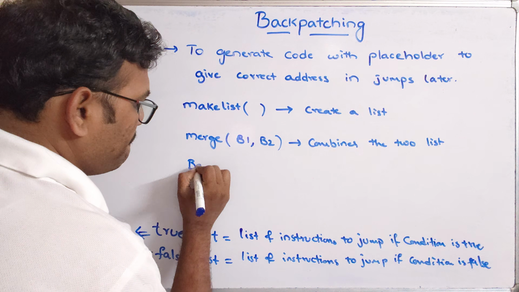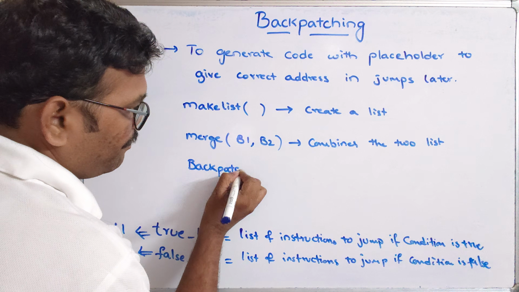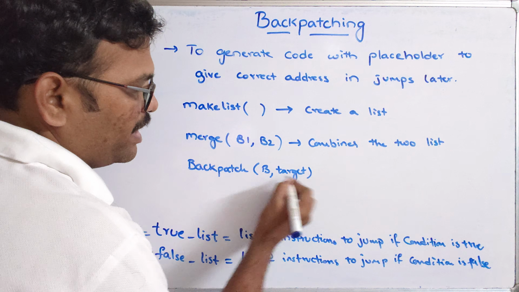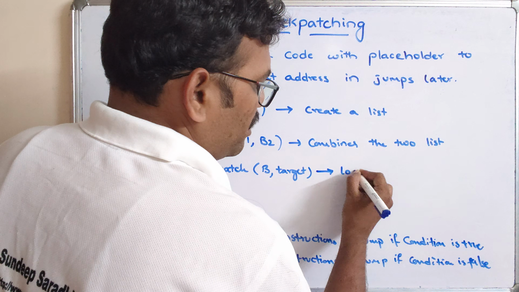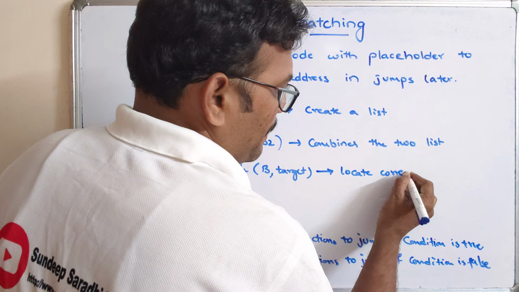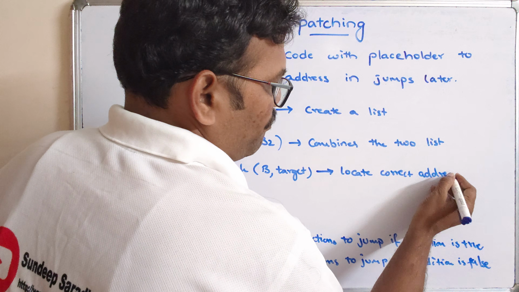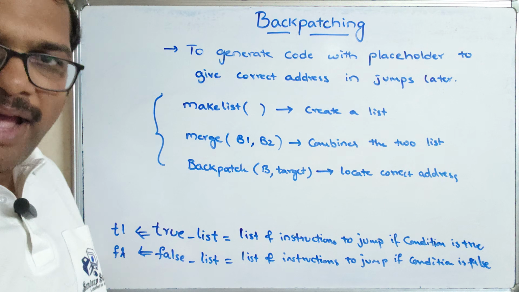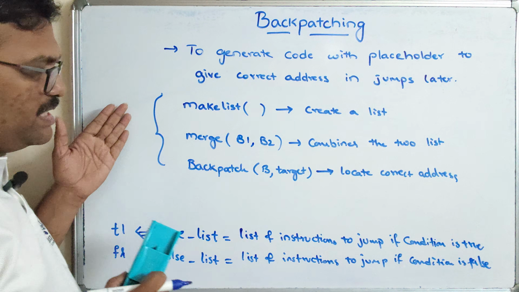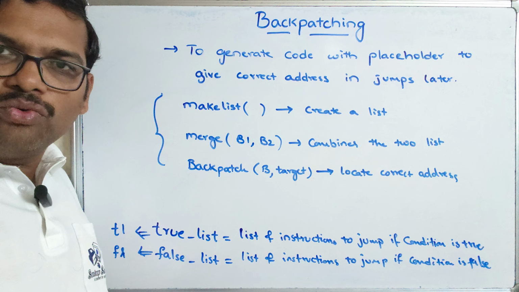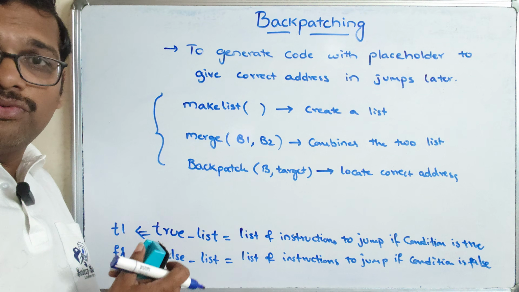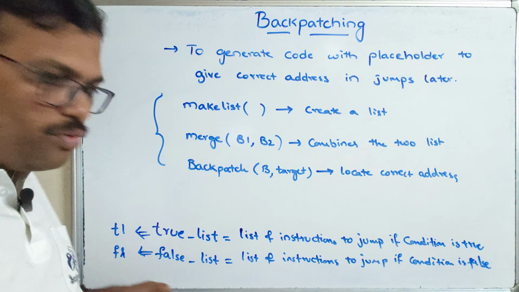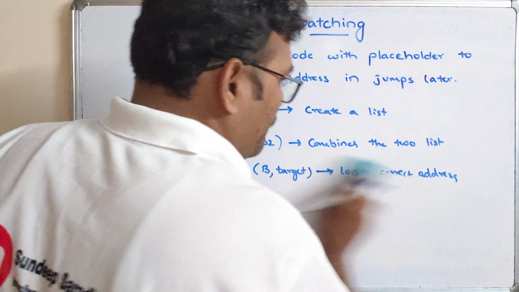And the next one is backpatch, so B and target. So what should be executed if B? So locate the correct address. So these three functions are very important in the concept of backpatching. Now by using these three functions, let us see the translation rules. Before applying this to our example, you need to know the translation rules.